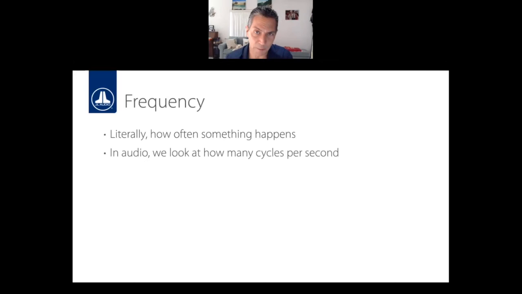Next up, we have frequency. Literally, this is how often something happens. So if you like to go running, you run 3 times a week. Your frequency of running is 3 times per week. In audio, we're looking at cycles per second. It's how many times the speaker's going in and out in 1 second. And we measure this in hertz to honor dead scientists.